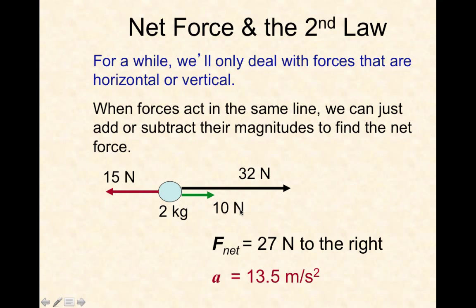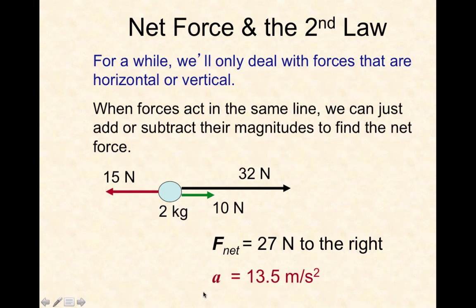Now we would want to find perhaps this object's acceleration. Given that we have all of these forces acting upon this object, what is this object's acceleration? So using Newton's second law, net force is equal to mass times acceleration. We know our net force is 27 newtons to the right. We know our mass is 2 kilograms.